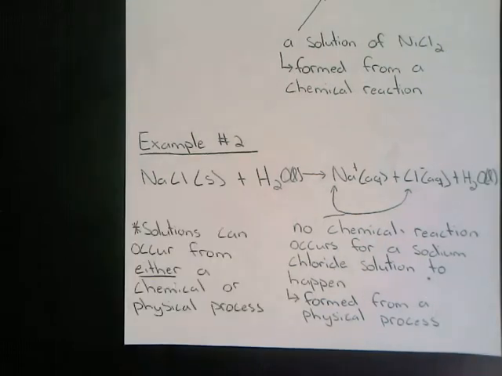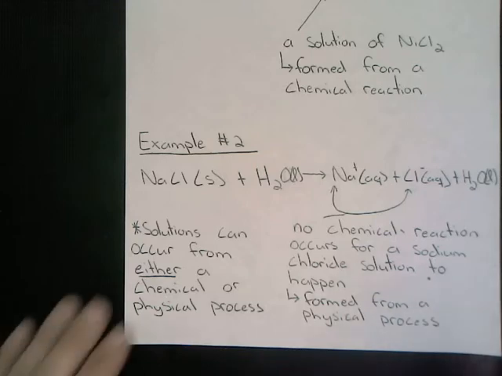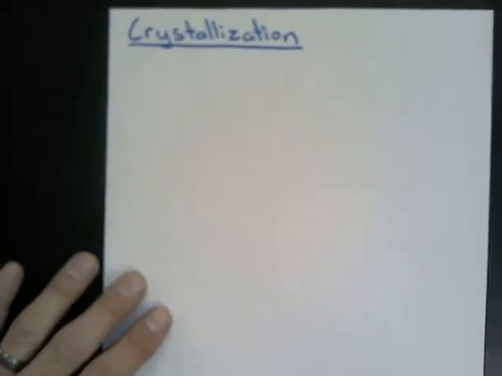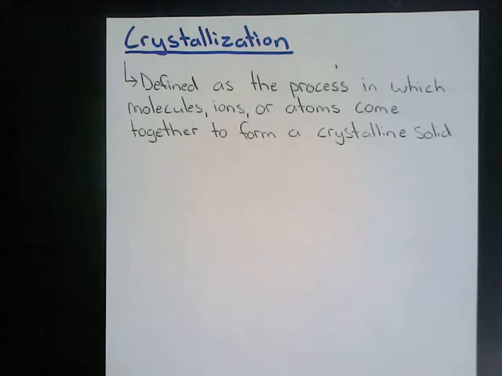All right, so now what we'll talk about here is just some terms to be familiar with as we move on in the unit with solutions. So we get to our first term, and this first term that we need to be familiar with is crystallization. Now, crystallization is defined as the process in which molecules, ions, or atoms come together to form a crystalline solid. And so this process is the opposite of dissolution, or a solution forming.